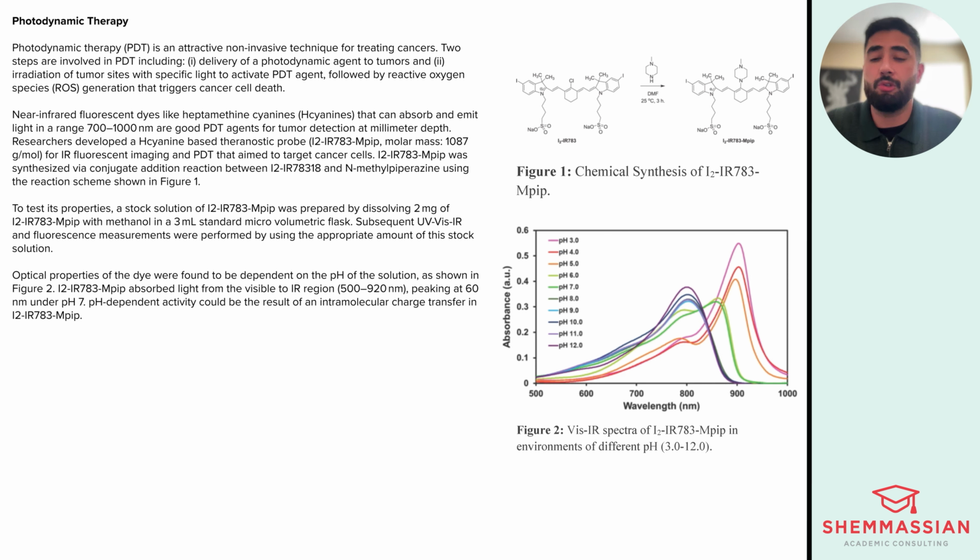Other things that I might highlight would be that the IR region is from 500 to 920 nanometers. Again, this is something that you should come into the passage knowing, but in the case that you don't, it's helpful information possibly. And I'd also get peaking at 860 nanometers under pH 7. The final thing that I would highlight is this pH-dependent activity, and I would also highlight intramolecular charge transfer.